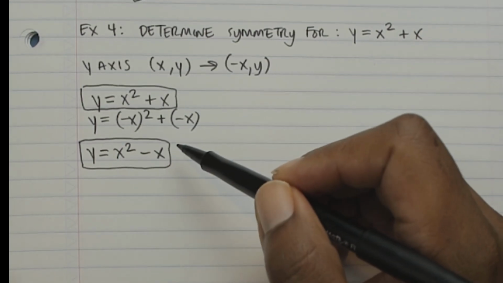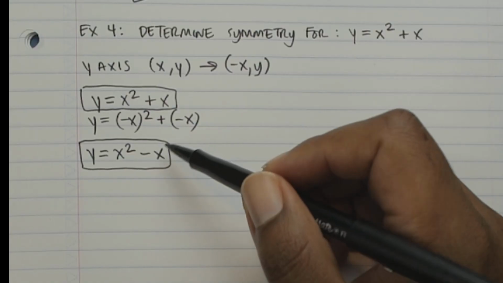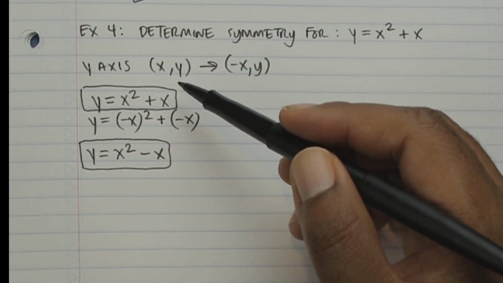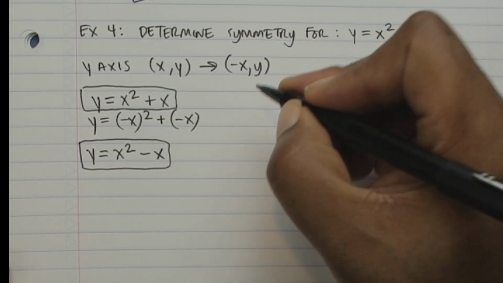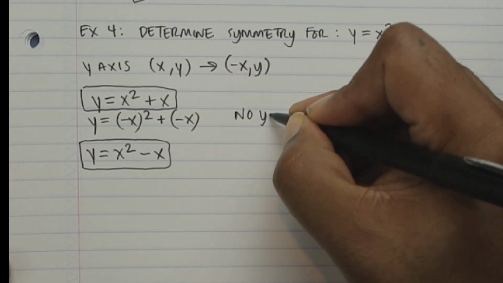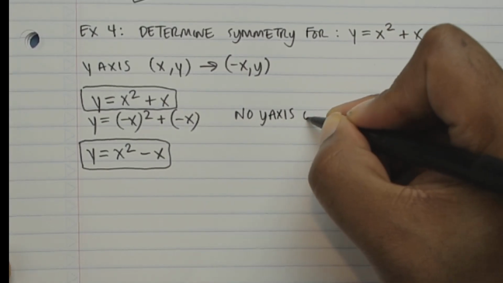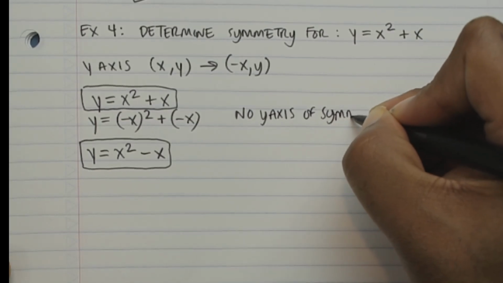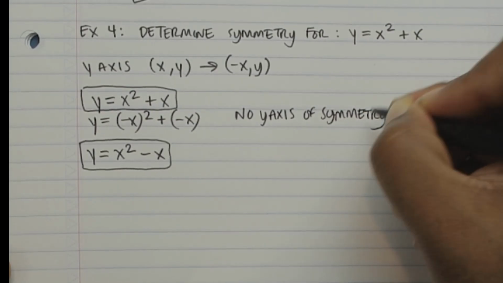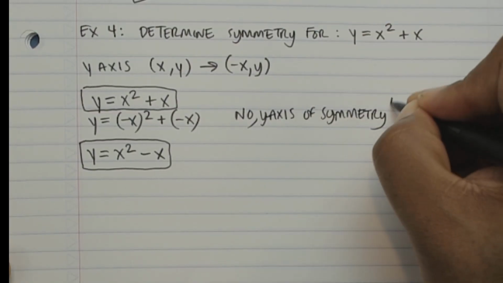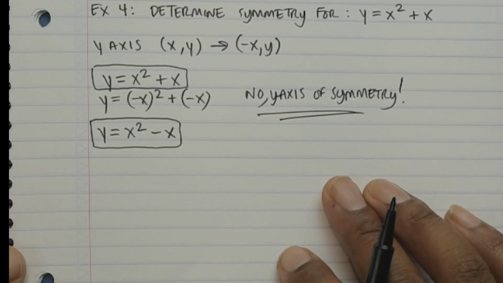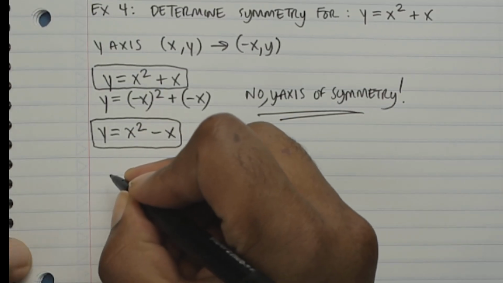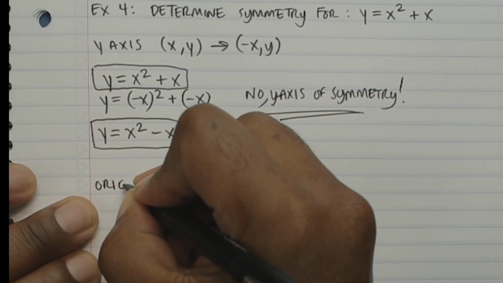So when we analyze these equations, we see that there is a subtle difference. This is not the original equation that we started with. The original equation that we started with was y equals x squared plus x. Therefore, there is no y-axis symmetry. So no y-axis symmetry exists for this particular equation. Now let's test this equation to determine if there is an origin symmetry.